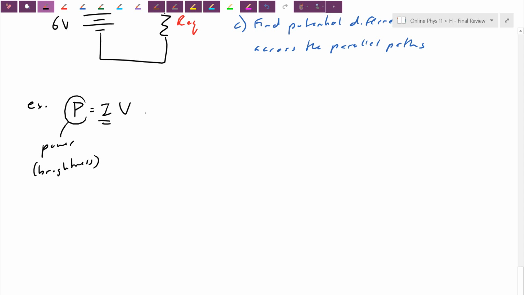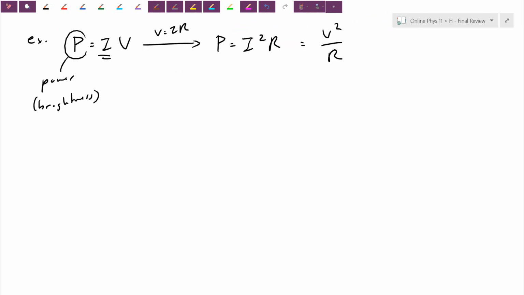Because we have V is equal to IR, right? So I'm going to use Ohm's law. V is equal to IR. I can write this in a couple of different ways. Power is also equal to I squared R, which is also equal to V squared over R. Right? So depending on which variables you have, any of these formulas end up working out. Again, I'll let you solve your way through this problem here.